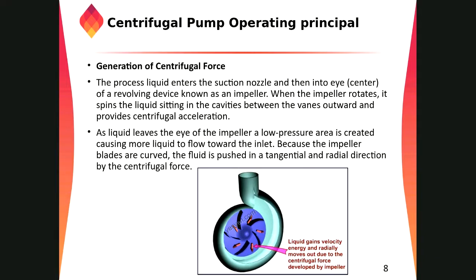As water enters the impeller, the liquid gets some velocity energy, right? And radially it is moved due to the centrifugal force developed by the impeller. And as it goes to the top of the casing, the velocity energy is converted to the pressure head. This is the concept of how this centrifugal pump works.